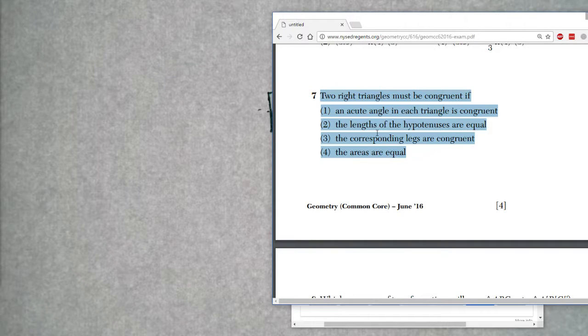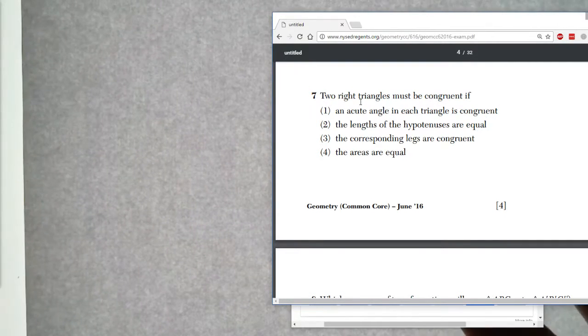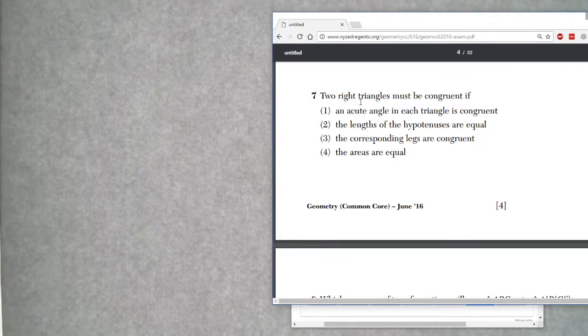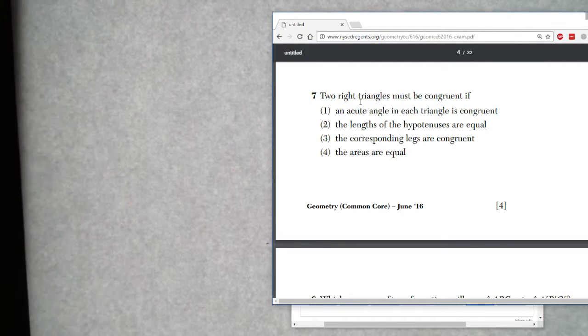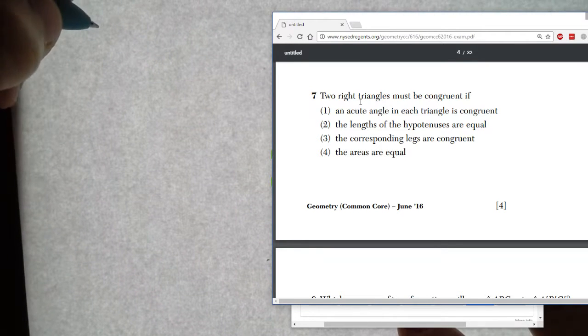Maybe you want to do that, but I really like to draw a picture out for each one of these different scenarios, and maybe even a couple of pictures to prove to myself whether or not it must be congruent. So let's take a look at each one. We'll draw a picture for each and every single one of these. All right, so answer 1.